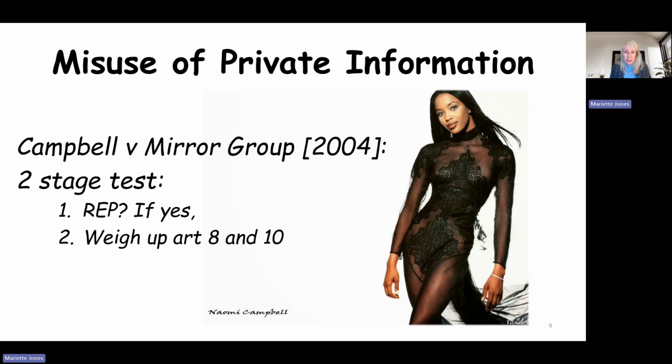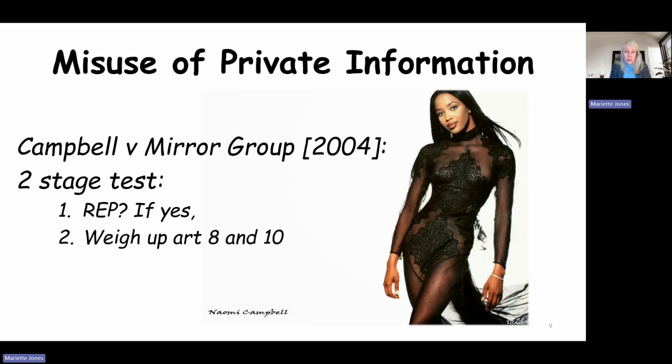And crucially, Lord Nichols said that the essence of the modern action is best understood as, in those words precisely, misuse of private information. And this then brought us to a new tort. The two-stage test for this tort was also born. Stage 1 is, we ask, did the claimant have a reasonable expectation of privacy? You'll see that I abbreviate that as REP.